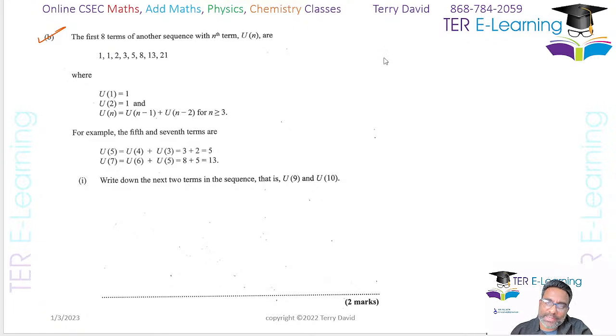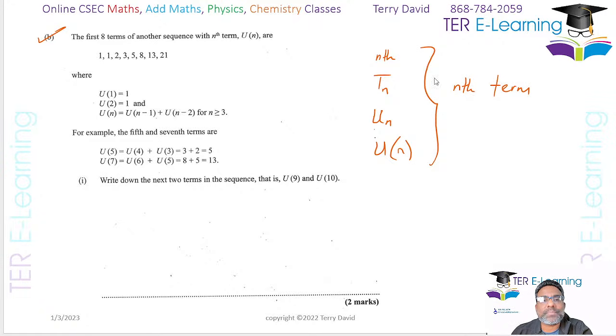So with a sequence, you can represent a sequence. You can say nth term. You can say Tn. You can also say u small n. Or in this question, they are calling it u. All of these represent my nth term. Now, if we look at this pattern here, you have 1, 1, 2, 3, 5, 8, 13, 21. So this is a very popular sequence here. It's called a Fibonacci sequence.